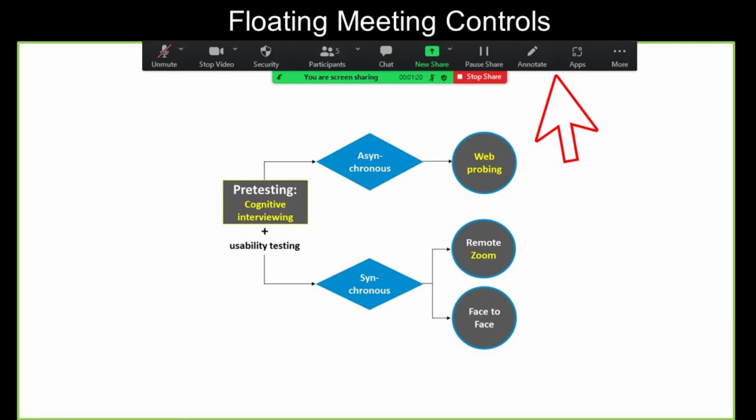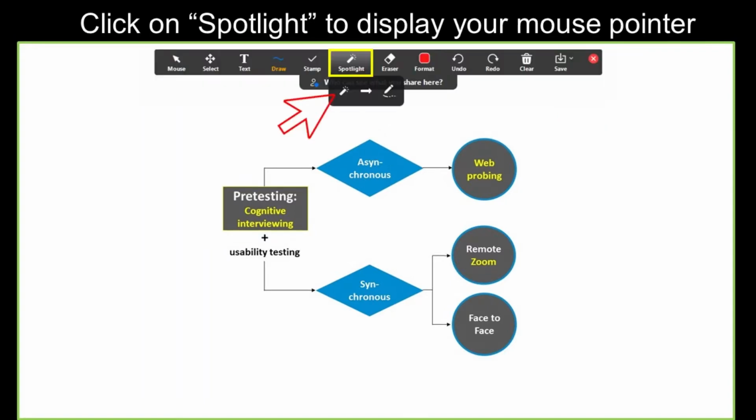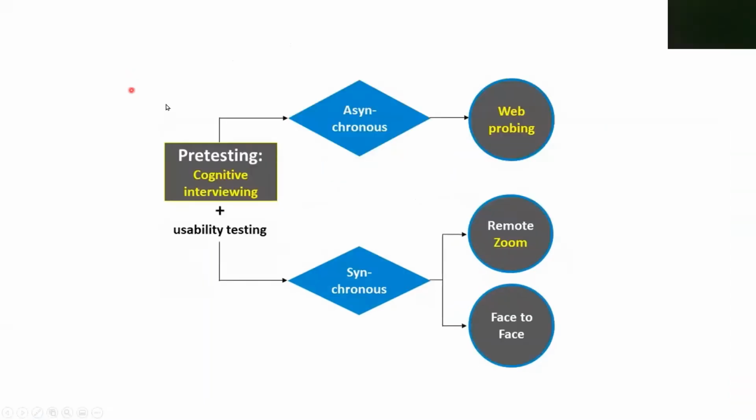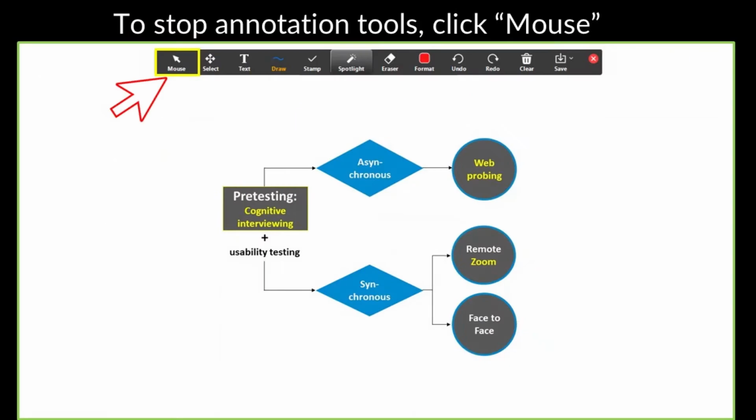When you share screen, notice this control bar on top. The Annotate button can turn your mouse to a laser pointer. Here's what it looks like. Do you see the red dot? You can highlight content of the screen to center the respondent. To stop annotating, click mouse.